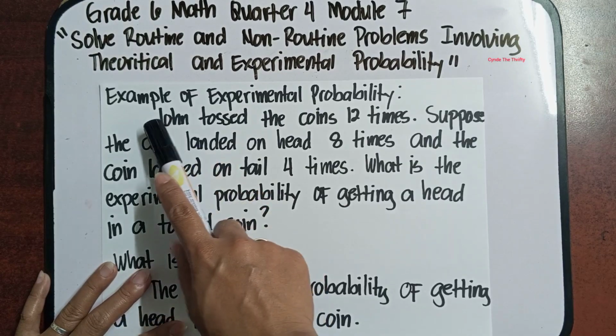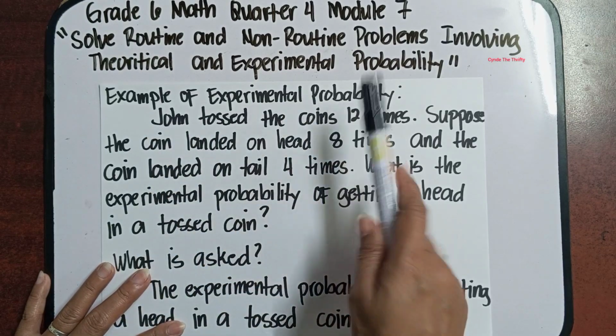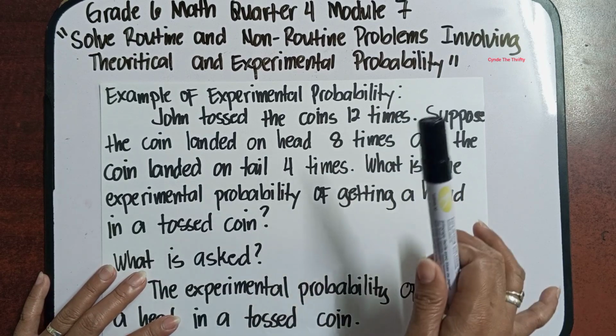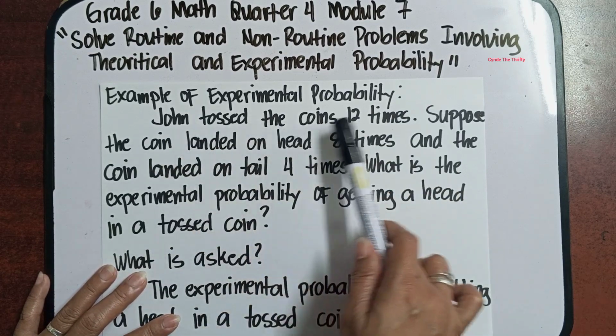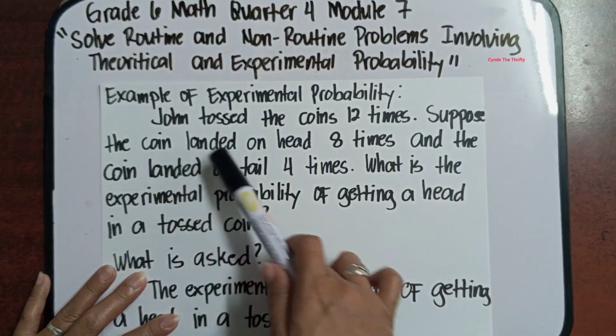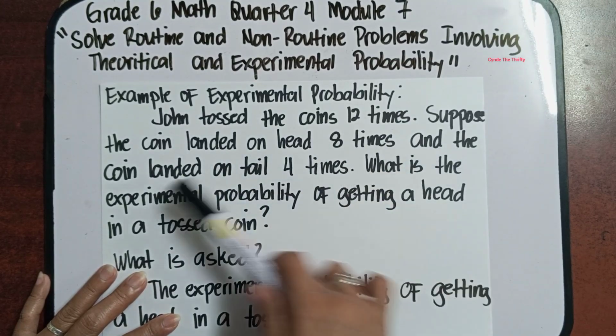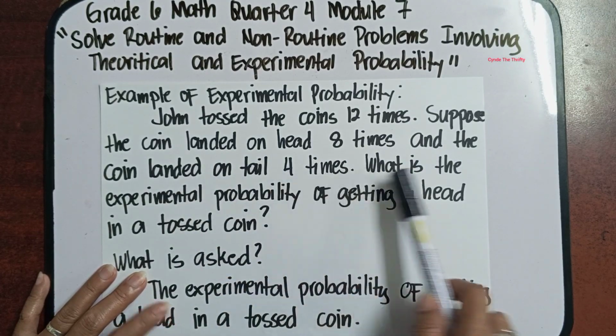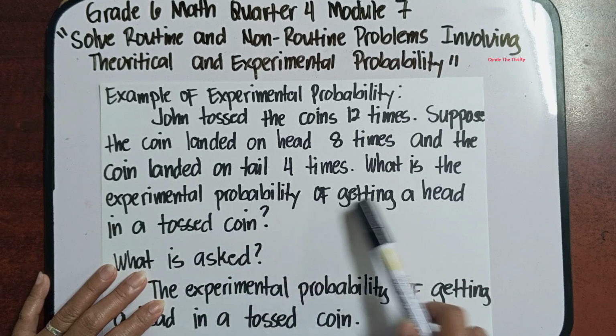Example naman tayo sa experimental probability. So, ito yung ikaw na yung gagawa, mag-i-experiment. John tossed the coins 12 times. Suppose the coin landed on head 8 times and the coin landed on tail 4 times. What is the experimental probability of getting a head in a tossed coin?